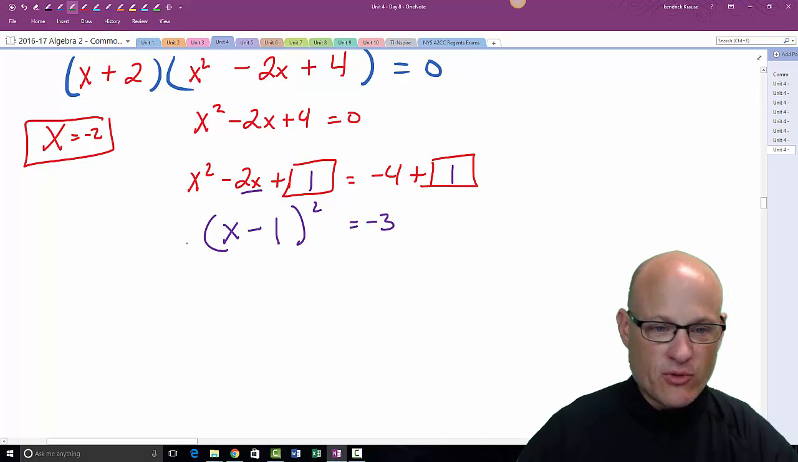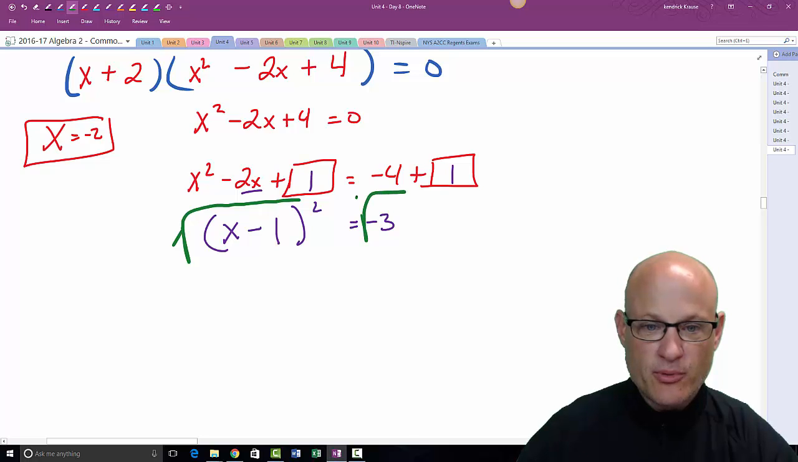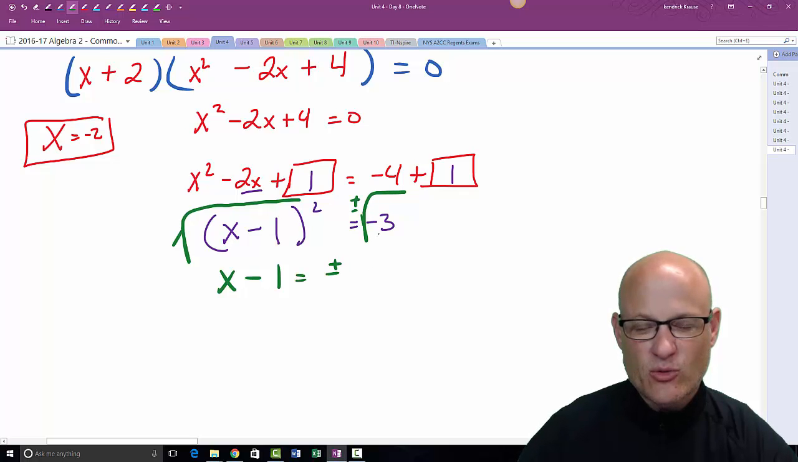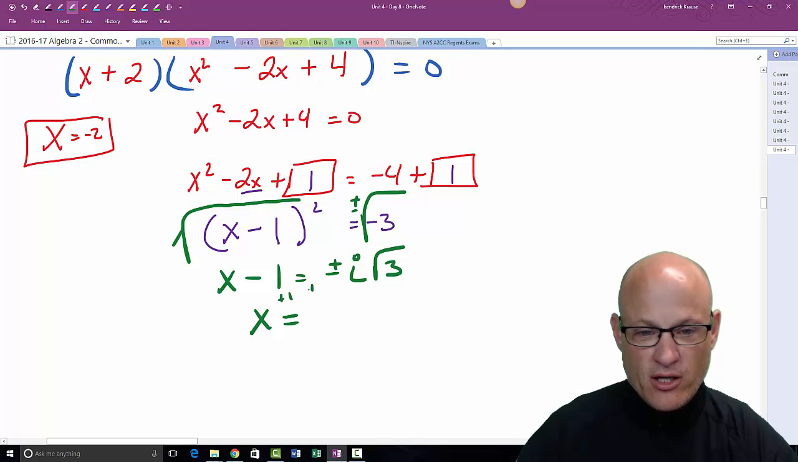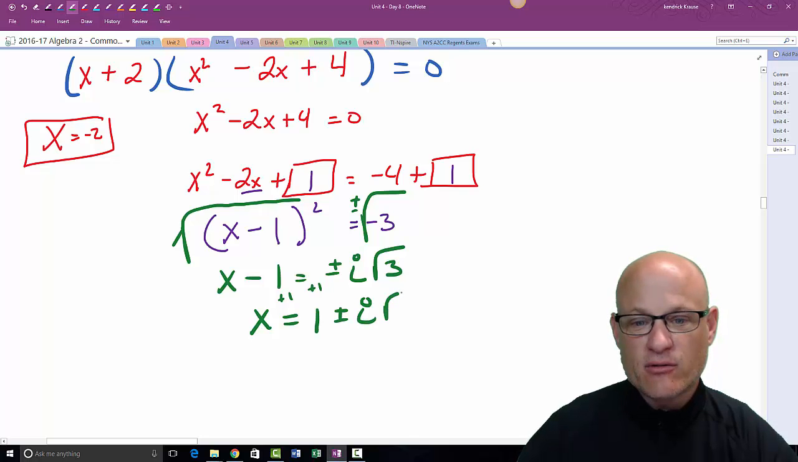Okay, we're almost done. Take the square root of both sides. When you take the square root, you put a plus or minus. So what I end up with here is x minus 1 equals plus or minus the square root of negative 3, which is just i square root of 3. Almost done. We have to bring the 1 over. So x equals 1 plus or minus i square root of 3.